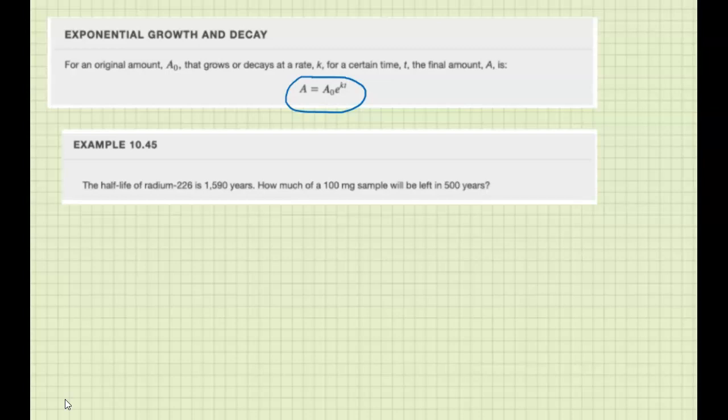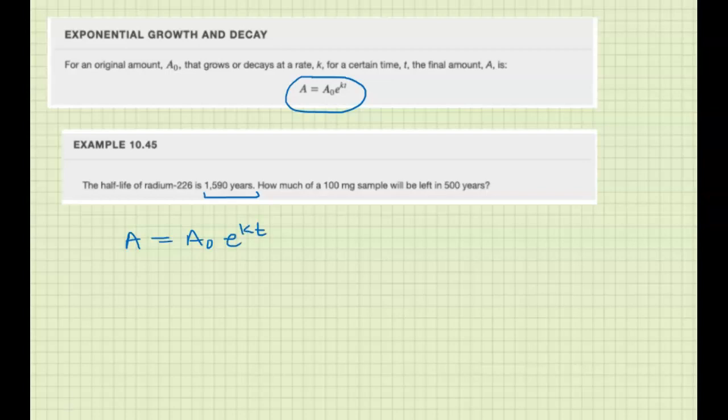right? So half-life means that it takes this many years, it takes 1,590 years in order to get half of the amount of radium that you started with, right? So how much of a 100 milligram sample would be left in 500 years, okay? So let's see, we're going to start with this equation right here.